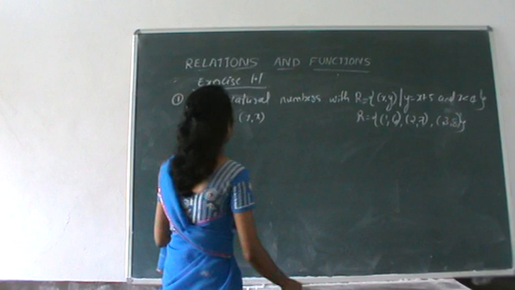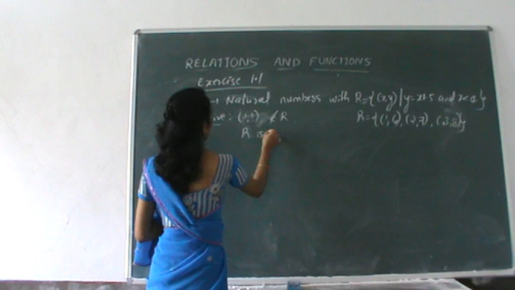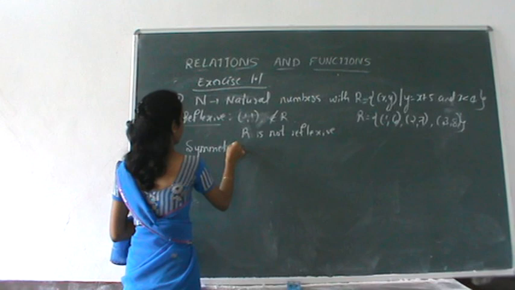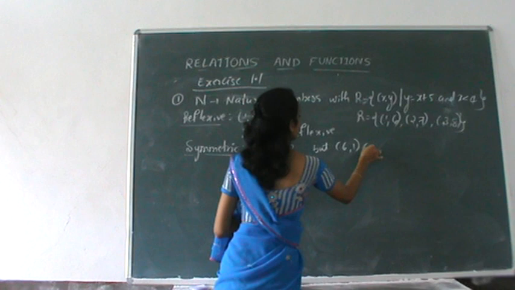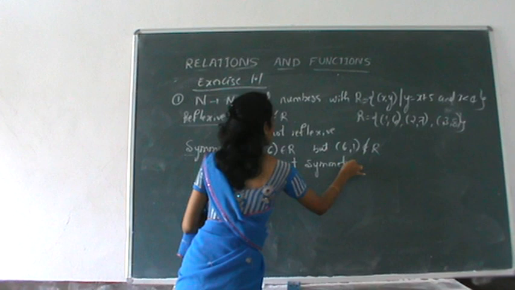Now we will check for reflexive relation. Here we can say (2, 2) does not belong to R. Therefore, this relation is not reflexive. Next, symmetric relation. Here, (1, 6) belongs to R, but (6, 1) does not belong to R. (6, 1) is not in the set. Therefore, R is not symmetric.